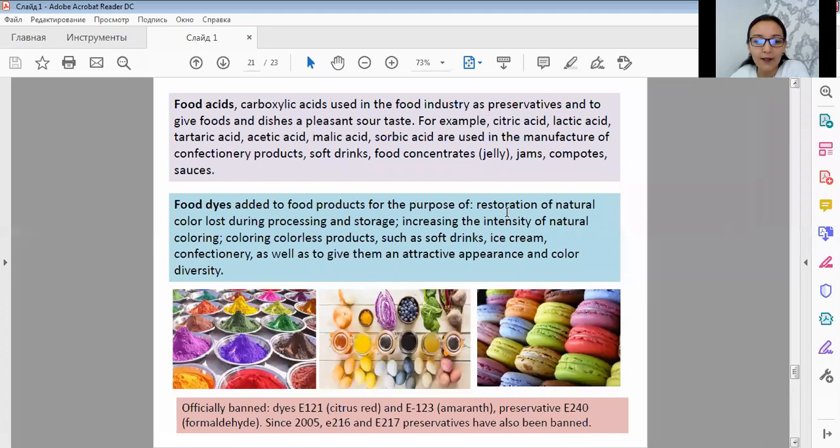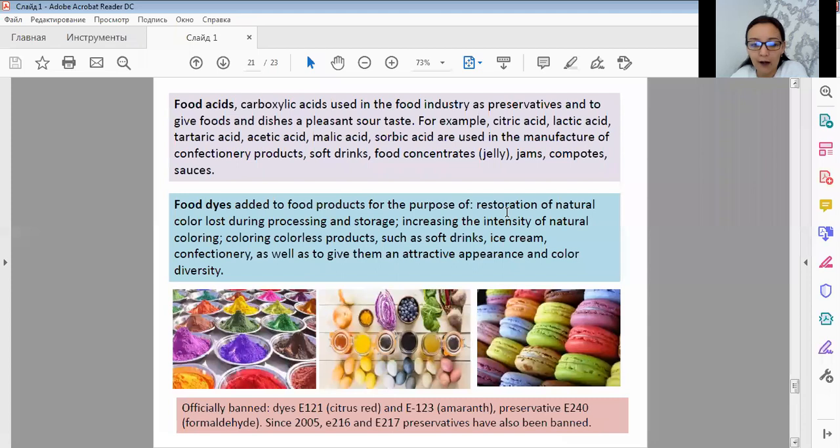And food dyes are added to food products for the purpose of restoration of natural color lost during processing and storage. They are added for increasing the intensity of natural coloring and coloring colorless products such as soft drinks, ice cream, confectionery, as well as to give them an attractive appearance and color diversity.